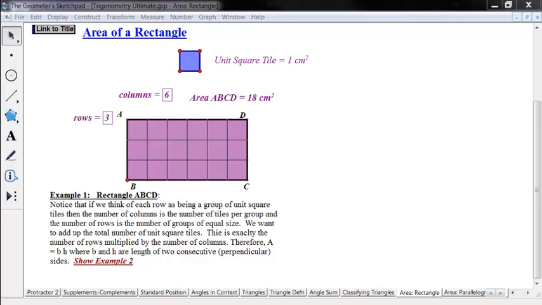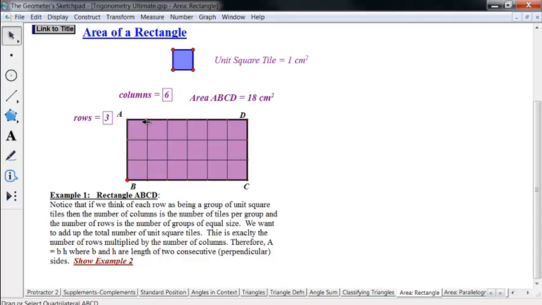In this video, we're going to talk about discovering or deriving the area formula for a rectangle. Now remember, in our last video we talked about how, among other things, we can think of area as trying to determine how many little square tiles will fit on a region.